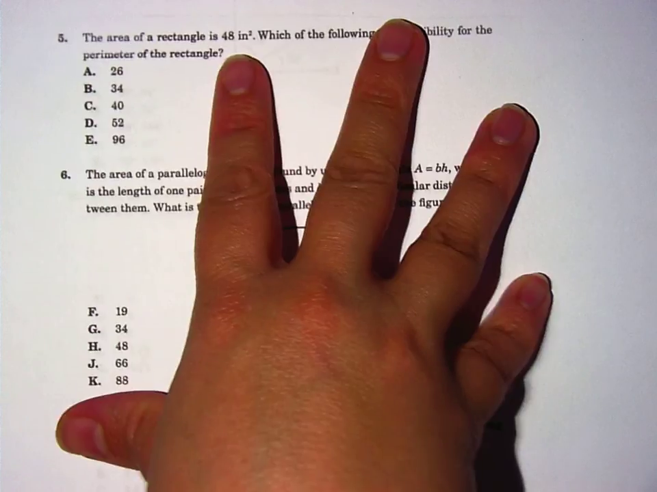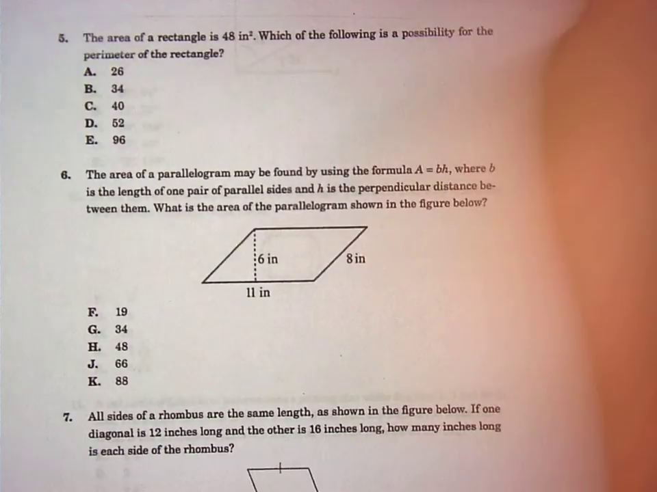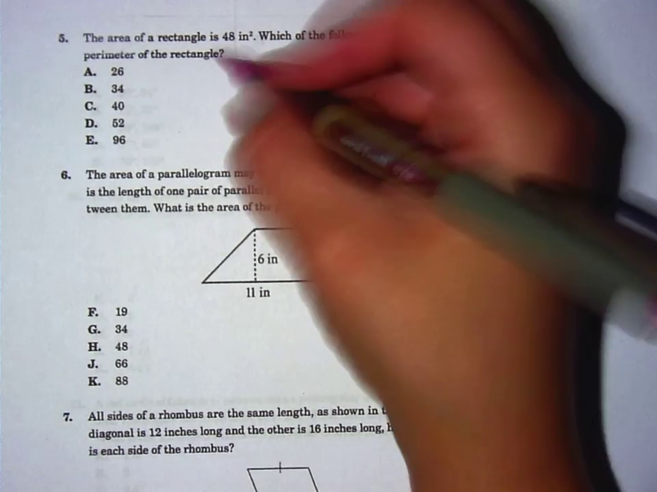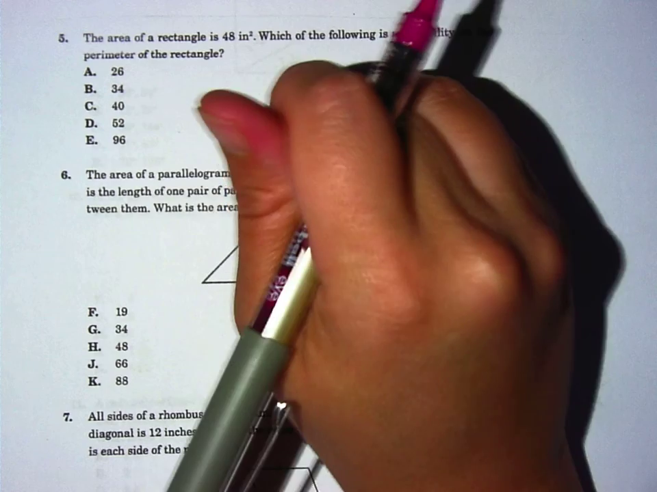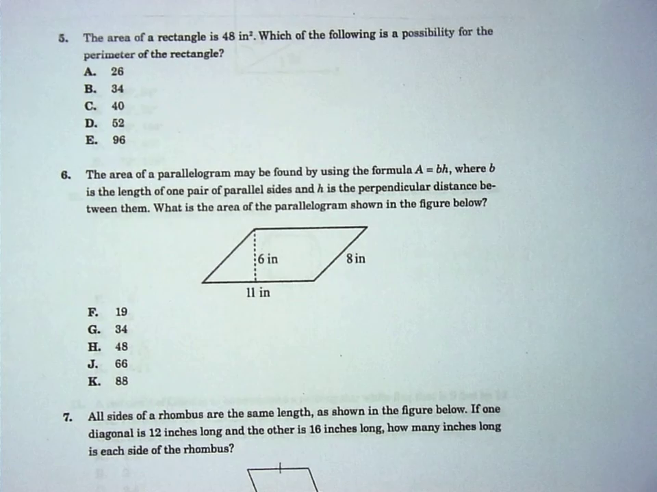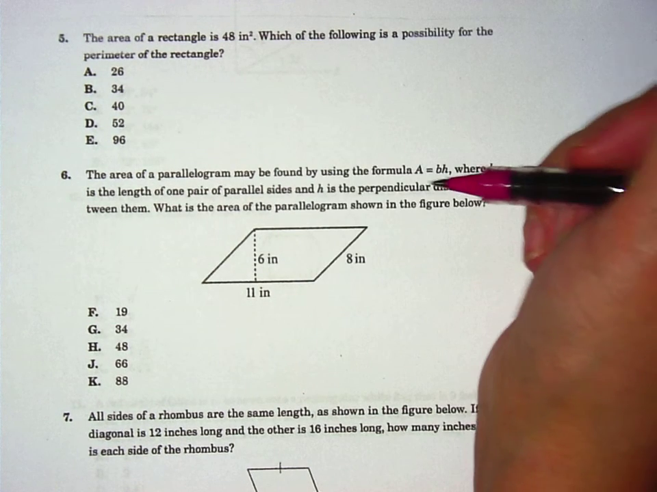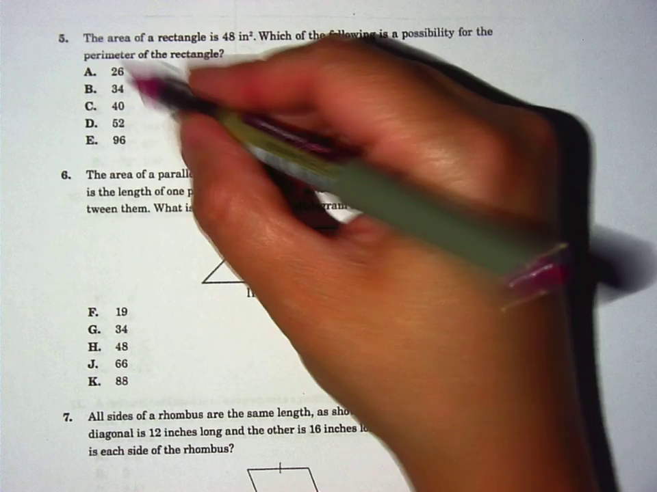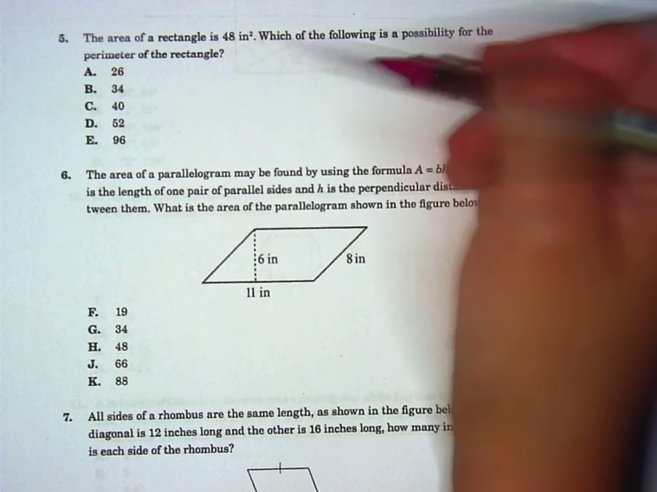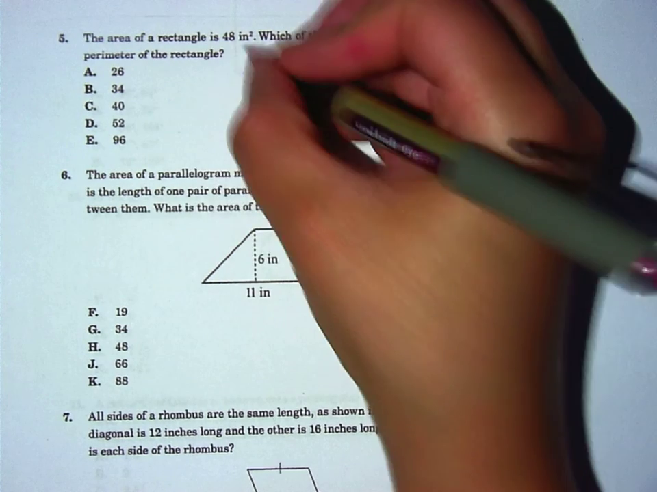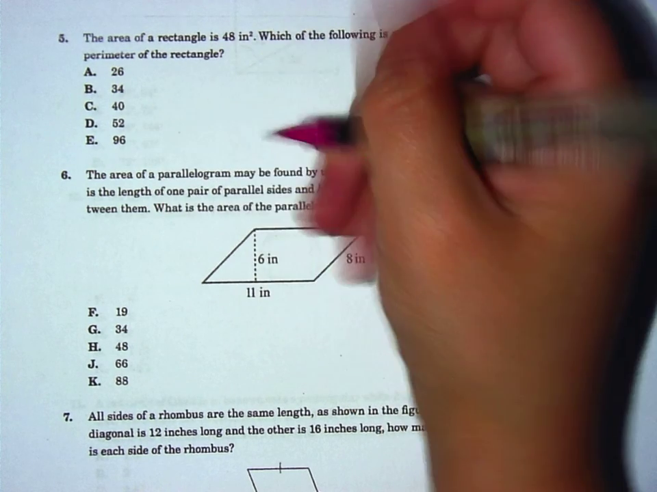5. Area of a rectangle is 48 inches squared. Which of the following is a possibility for the perimeter? Interesting. Now, something that I noticed when I was first taking this test is that it really doesn't have enough information in this problem. What it should have said is that they're only talking about whole numbers, because these are all whole numbers. So realizing it's only talking about whole numbers makes a lot of sense. Otherwise, there's actually lots of different answers you could have.